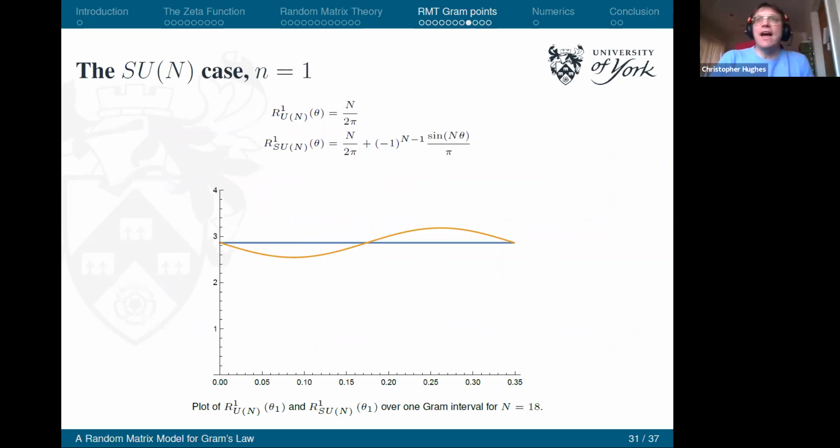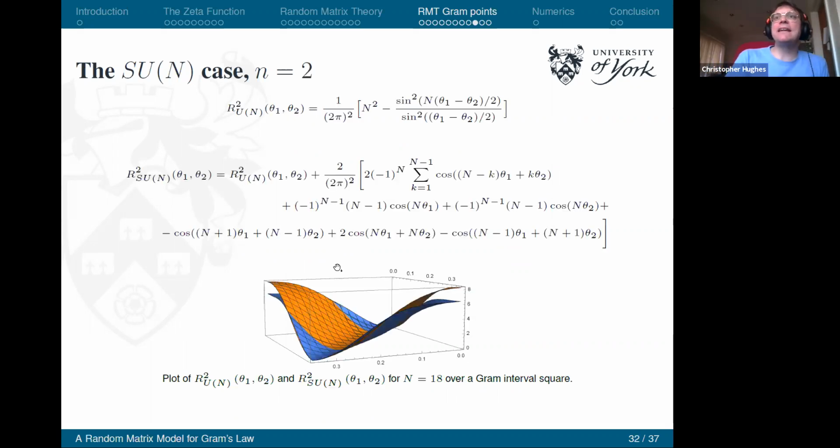So this is the n equals 1 case. This flat line is the unitary case, and then there's some small correction to it in the SU(N) case. They're not the same, but it's roughly similar. And this correction is of size 1 upon N. In the n equals 2 case, this is why I didn't want to give you too much maths, the correction term is nice, but you can see it's going to get really ugly.